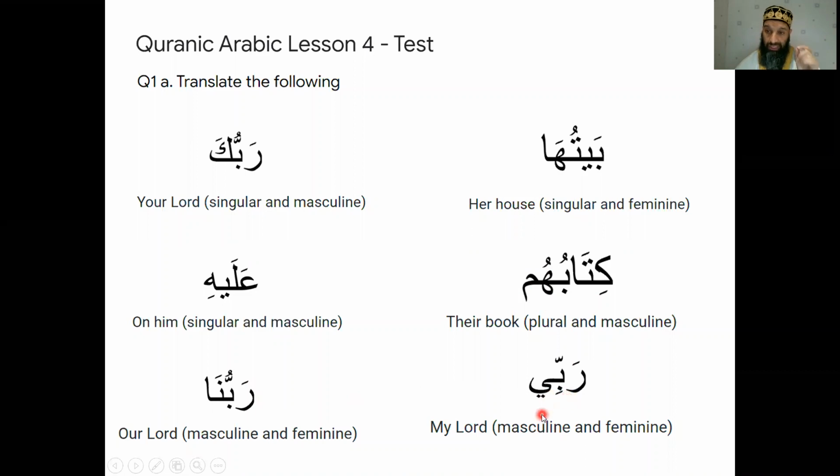Rabbi, remember when you stick a ya at the end, it makes it into my. So these are the templates you need to learn. Rabbi means my Lord. Kitabi, my book. Baiti, my house. Masjidi, my masjid. Lamborghini, my Lamborghini. Right, okay.